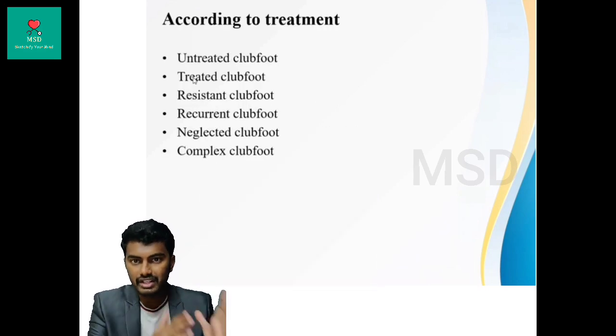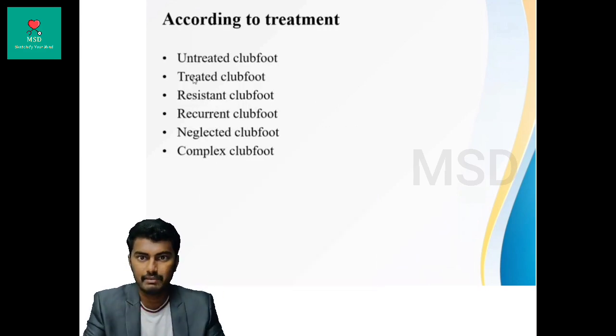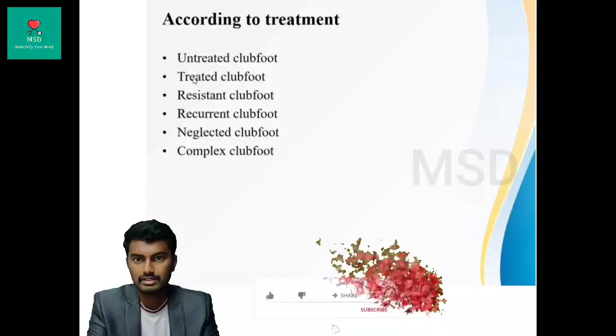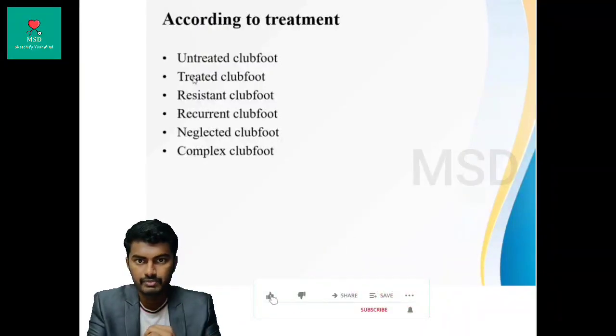Then according to the treatment, it is classified into 7 types. When a newborn baby is born and it is not treated and the age is less than 2 years, that is called an untreated clubfoot. When the baby is treated of all the deformities, it is called a treated clubfoot.